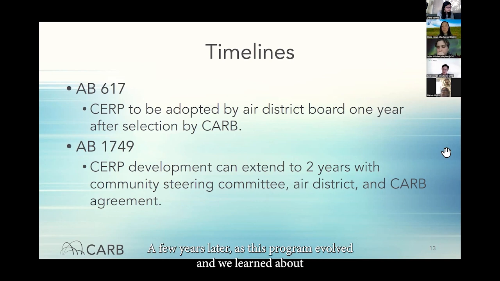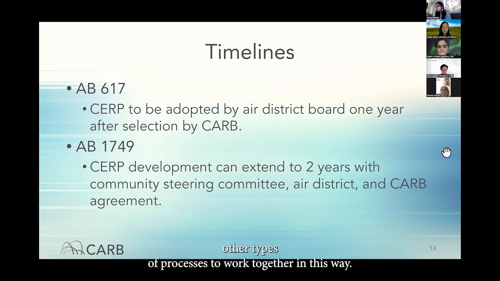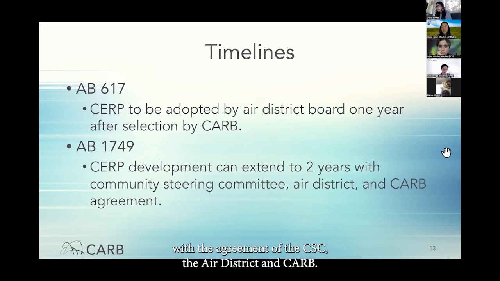We think the legislative intent here was to make sure these emissions reductions were occurring quickly. A few years later, as this program evolved and we learned how to do this, we were hearing that 1 year is a really hard timeline to meet, particularly in a community-driven, democratic process. It can take a lot more time to build trust and set up protocols, charters, and other processes to work together in this way. So the legislature passed Assembly Bill 1749 just last year, which amended this program. One of those amendments allows SERP timelines to extend up to 2 years with the agreement of the CSC, the Air District, and CARB.